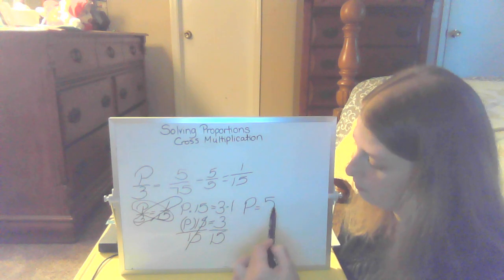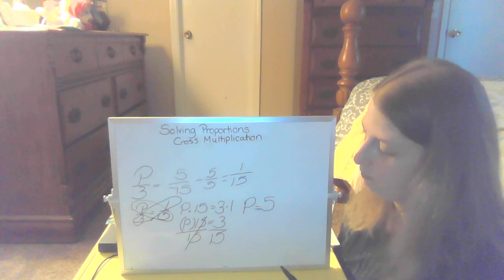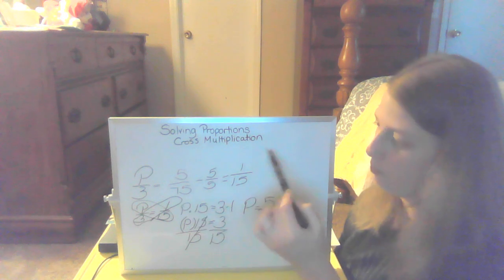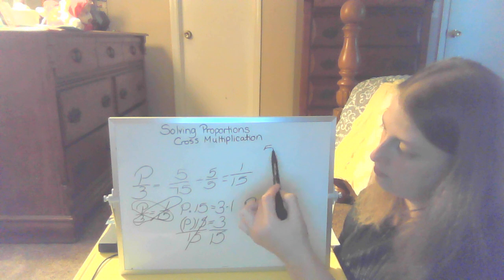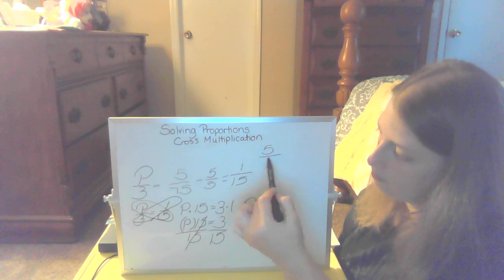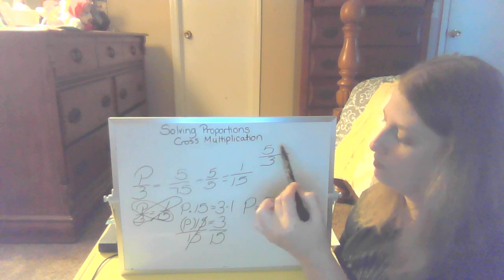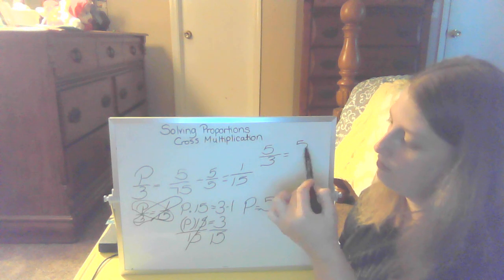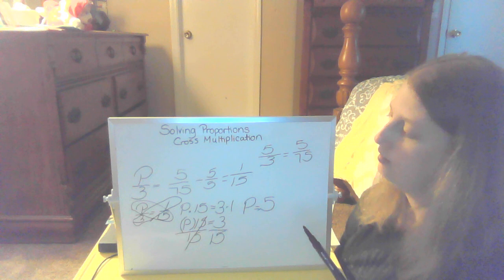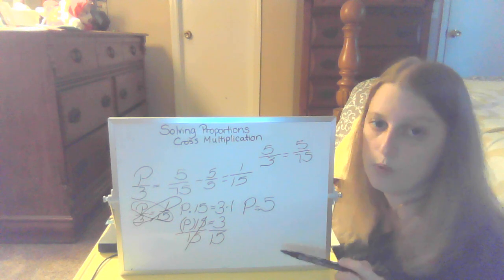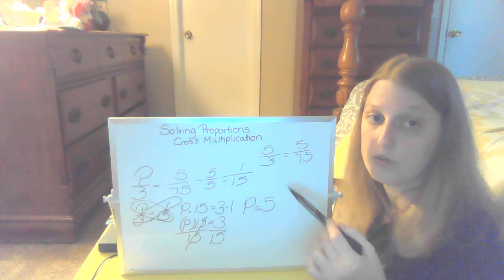So p equals 5. Okay, so we're going to rewrite our proportion without the missing variable p, and it's going to look like this: 5 over 3 equals 5 over 75. And that is how you solve proportions using cross multiplication.